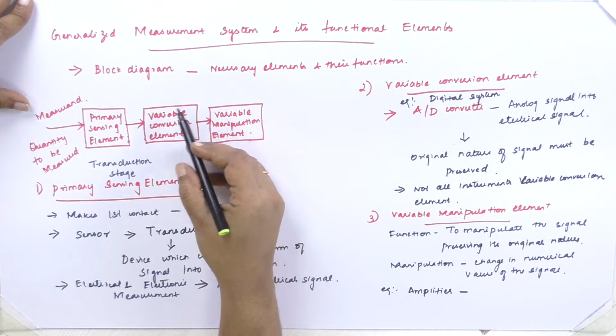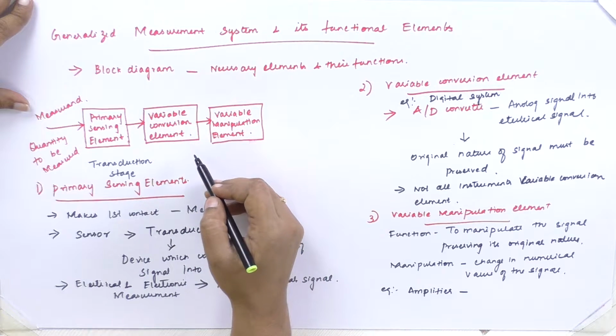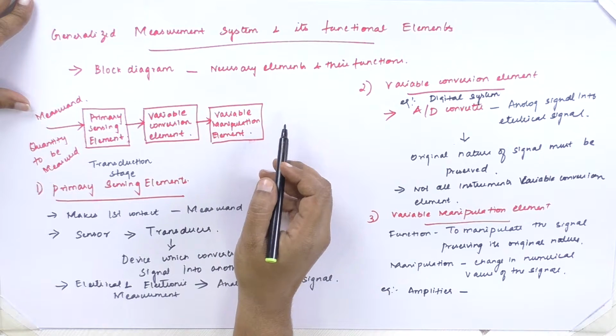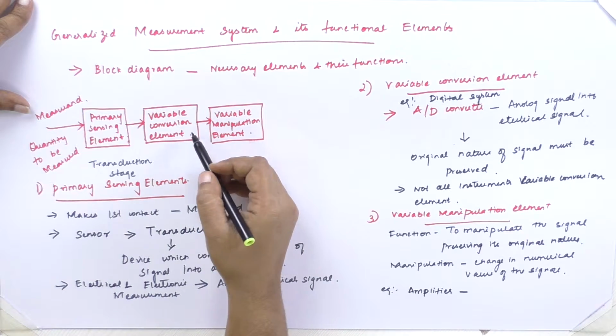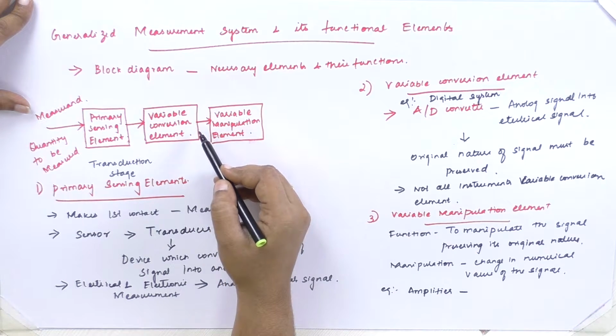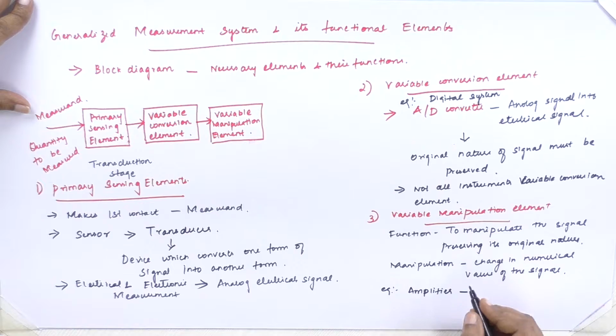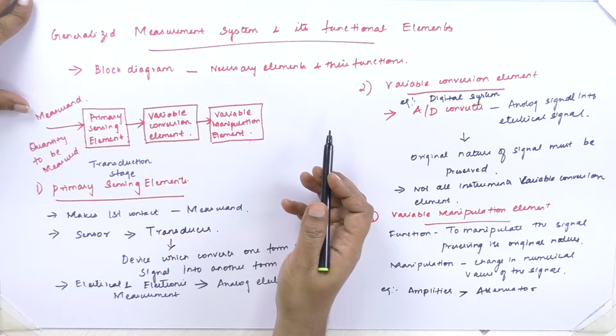So, if the output of the variable conversion element is very weak, we have to convert it into a higher signal. For that purpose, we use amplifiers. If the output of the previous stage is very high, it needs to be lowered. In that case we can use attenuators. So, based on the measurement system, we can use manipulation devices like amplifiers and attenuators in order to either increase or lower the level of signals to move it to the next stage.